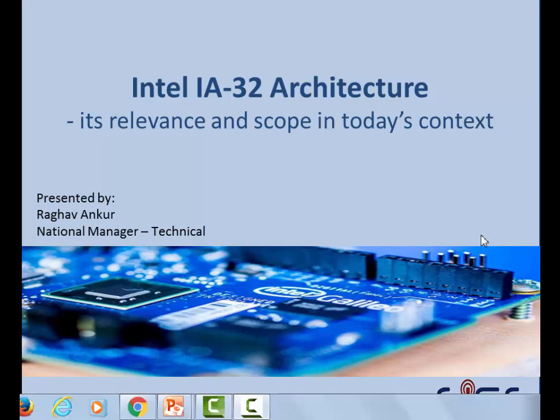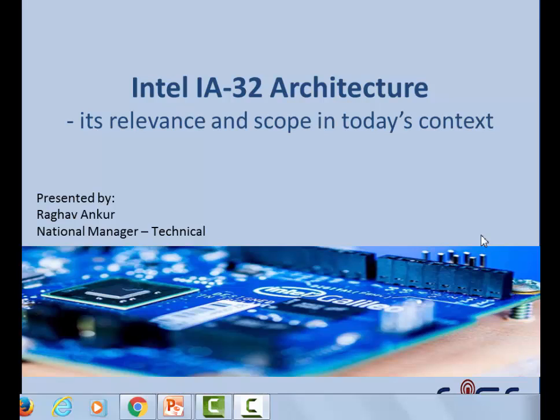Today's webinar is on Intel IA32 architecture, its relevance and scope in today's context. Everyone is well aware of Intel CPUs in computing as well as desktop computing or laptop computing. Now the market has changed in a drastic way.